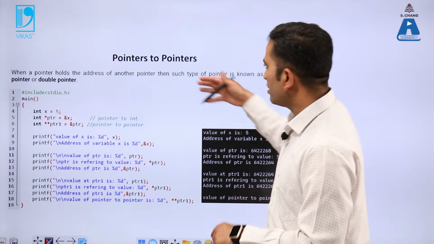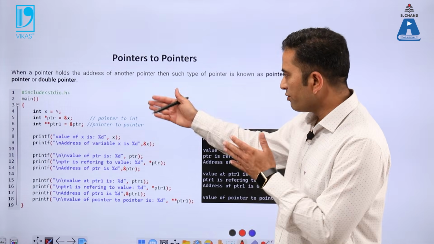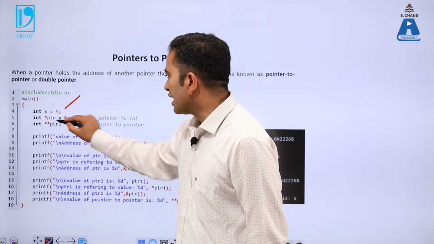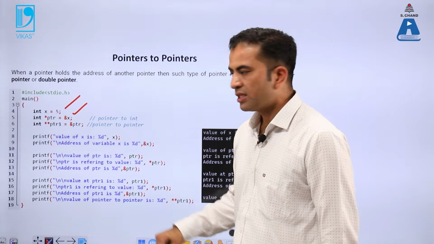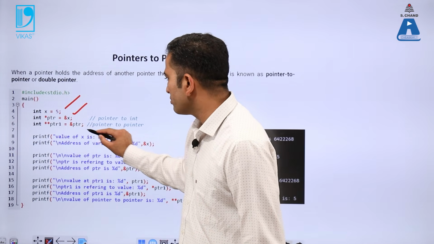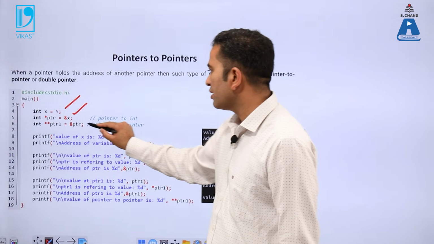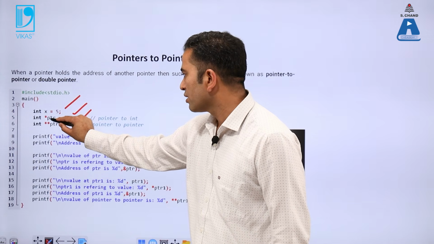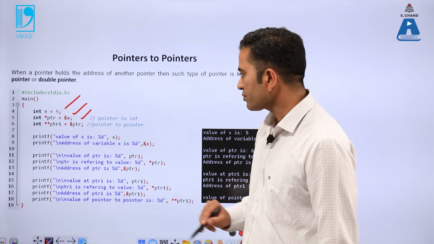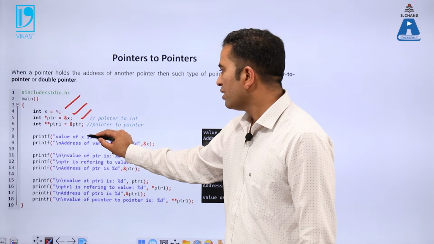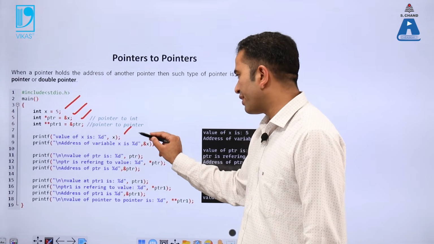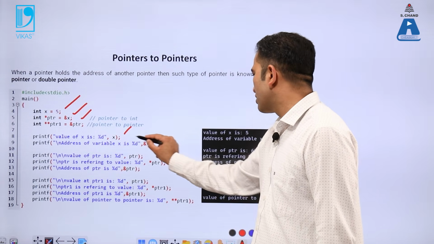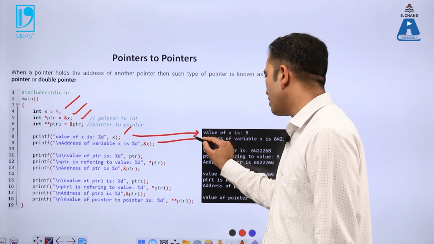Let's understand the concept of pointer to a pointer with the help of this program. Again, x equal to 5, star ptr ampersand x, and star ptr means pointer to a pointer, and ampersand ptr, that means address of this pointer. Now if I want to print the value of x, it will print 5, and the address of variable x, ampersand x, it is printing this. It's very simple.